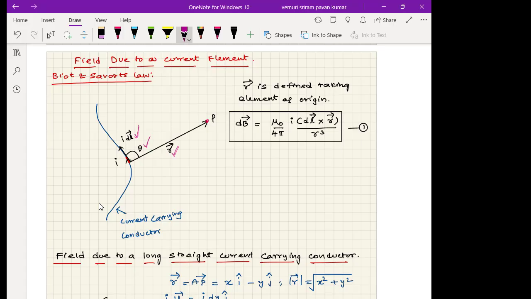According to the observations of Biot and Savart, they proposed that dB is proportional to Idl, dB is inversely proportional to distance square, and dB is proportional to sine of the angle between them. You combine all the three, you will get this relation: dB = (μ0/4π) I dl vector cross r vector by r cube. This is the fundamental law.